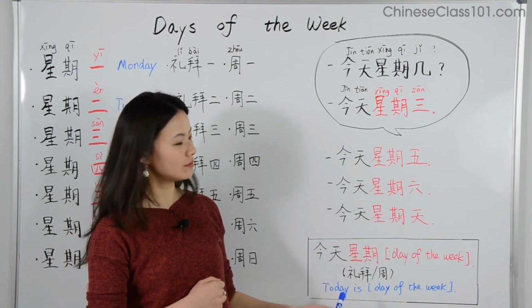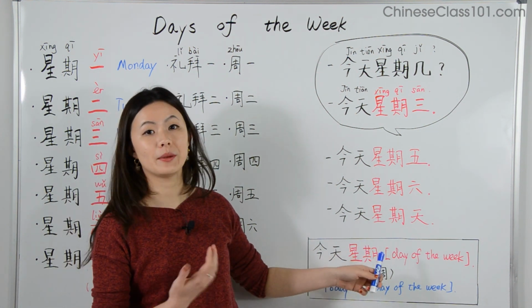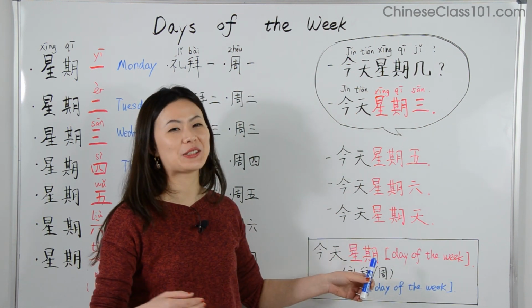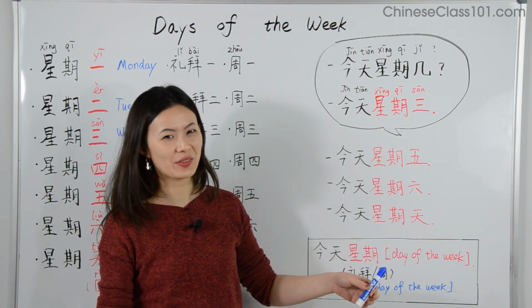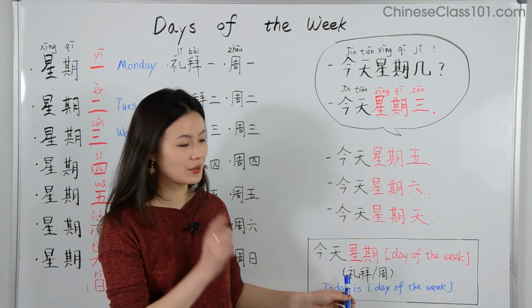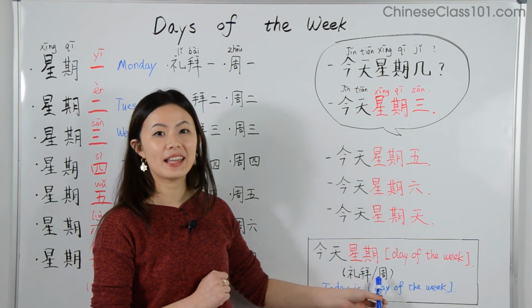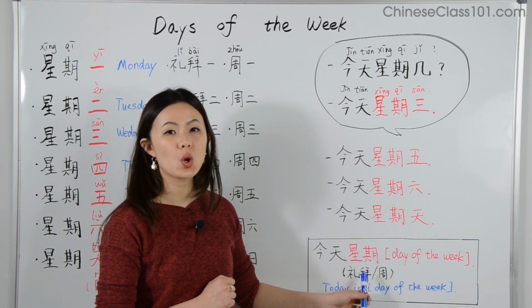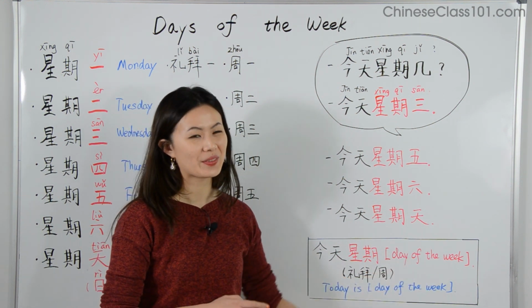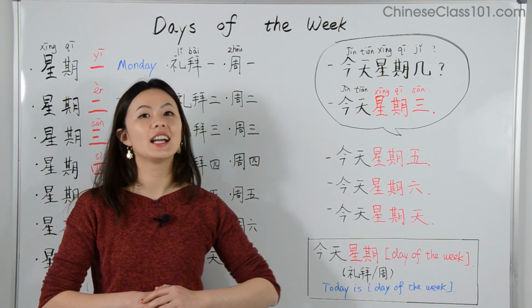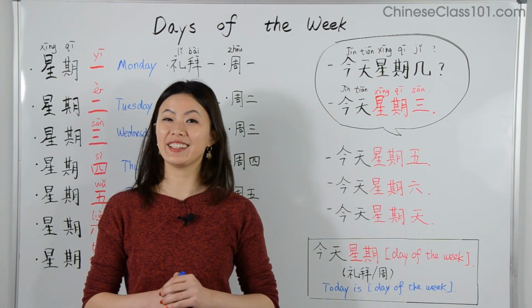今天星期 and then depending on the day of the week, you can say from 星期一、星期二、星期三、星期四、星期五、星期六、星期天. You can also use their alternatives to say week. So you can also say 今天礼拜 then the day of the week, or 今天周 then the day of the week. So this is how we can tell and ask days of the week in Chinese.